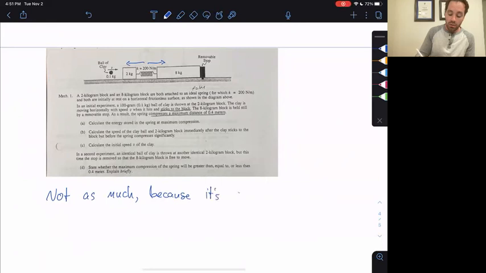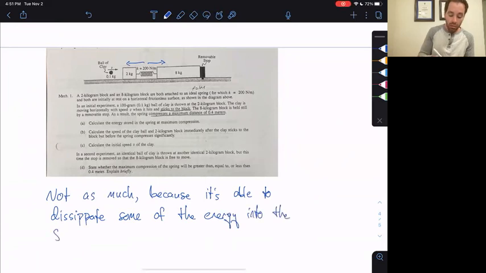It will not compress as much because it's able to dissipate some of the energy into the 8-kilogram block. And this is done by moving it as it compresses.